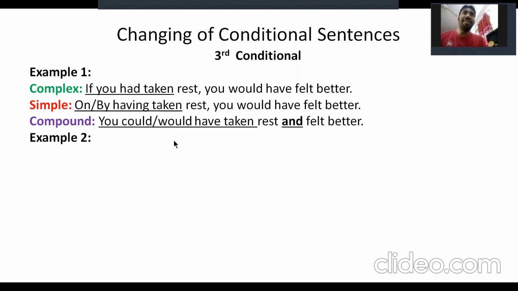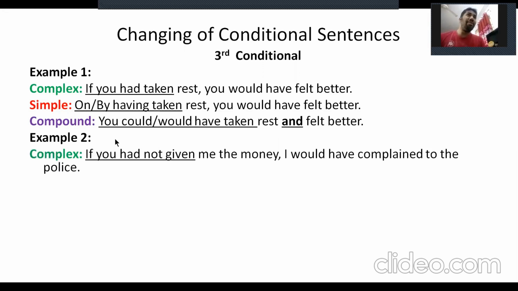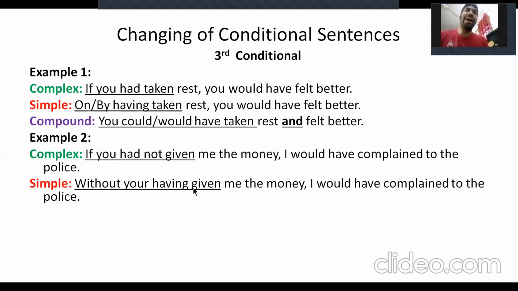The negative structure of this one is had not plus V3. So in the complex form, if you had not given me the money, I would have complained to the police. The simple form will read like without plus having. So here, without your having given me the money, the main clause of the sentence will remain as it is.